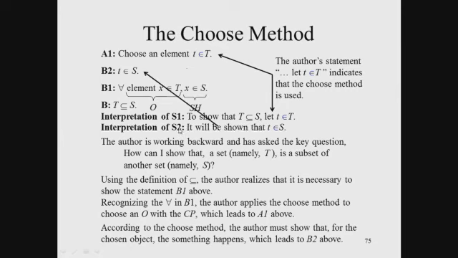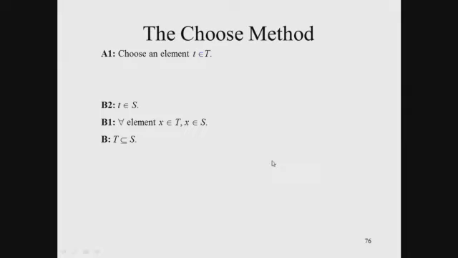Here's what the author says in sentence S2. It will be shown that T is in S. Indeed, that's what has to be shown. These two sentences, S1 and S2, that's the choose method. Okay, so here's where we are. We chose an element T and we have to show that T is in S. Let's see what the author writes next.